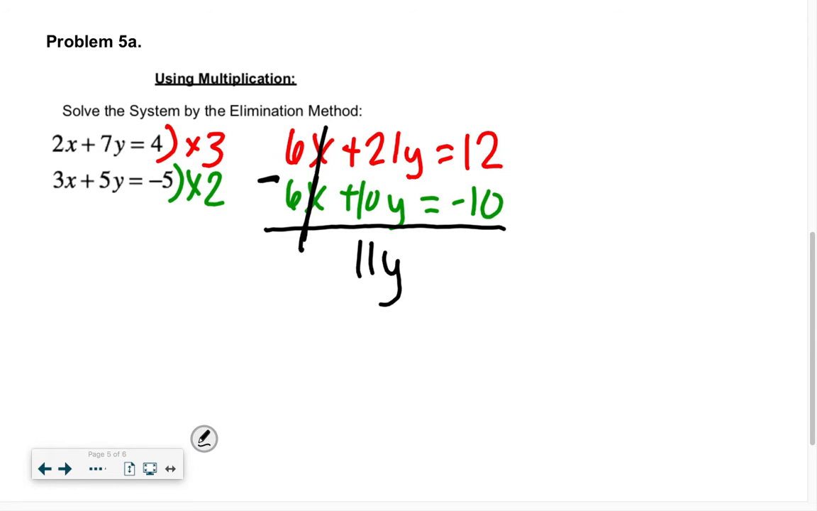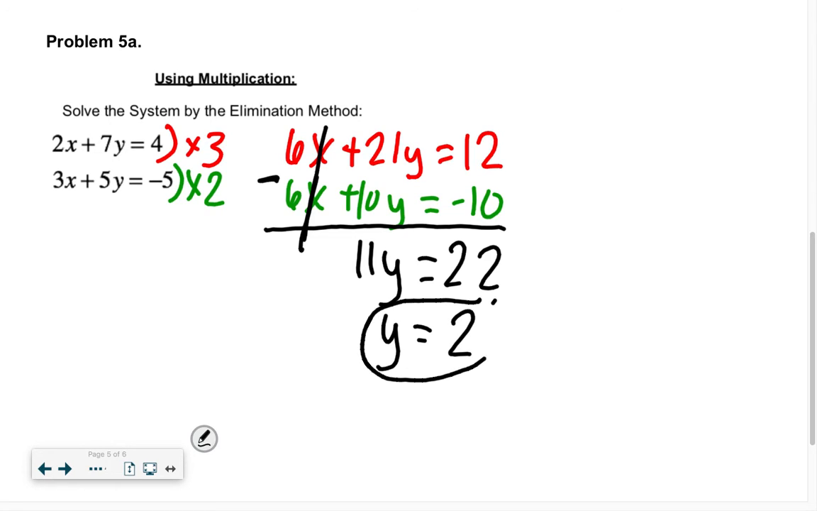11y. 12 minus a negative 10, 22. Good. So y is how much? 2.